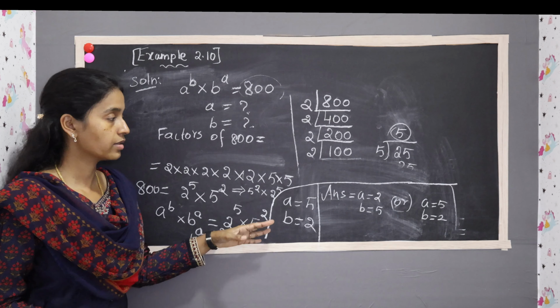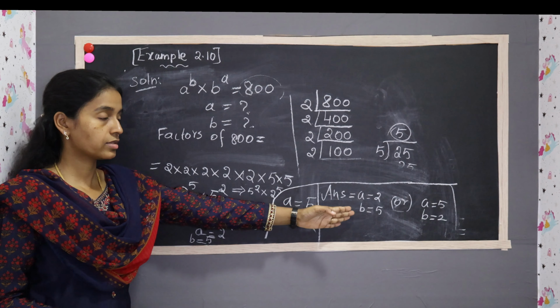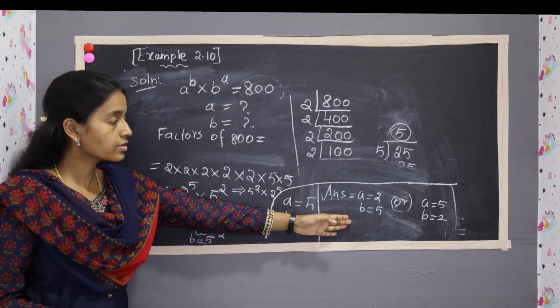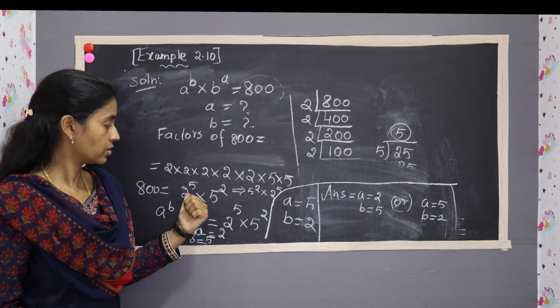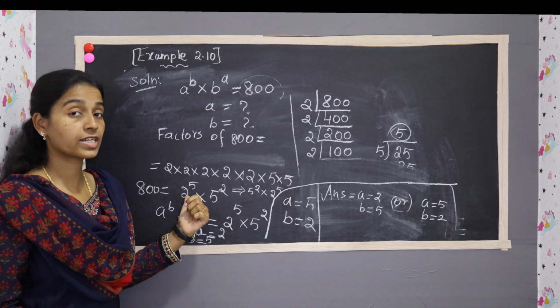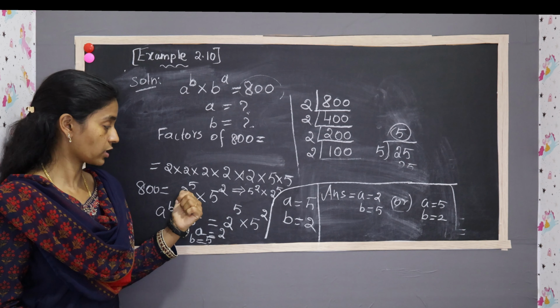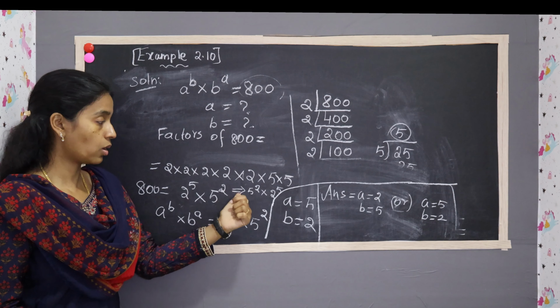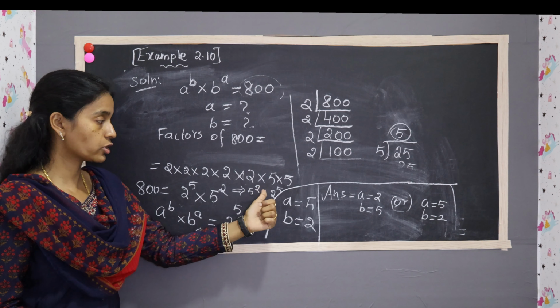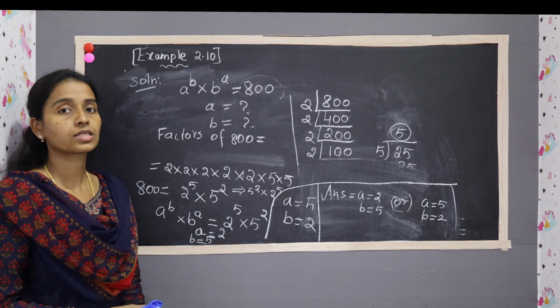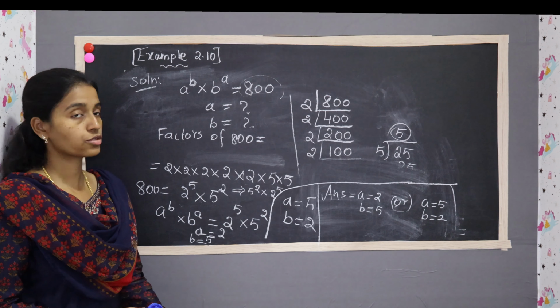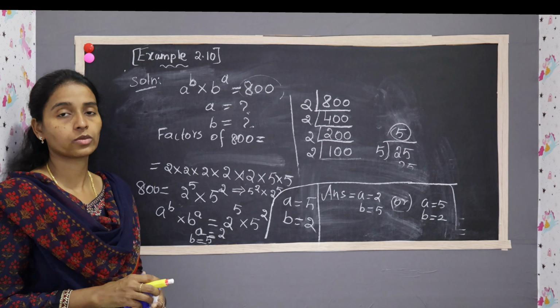We can write the answer in this way, because we can take it either way. We can write the answer as 2 power 5 into 5 power 2, or else 5 power 2 into 2 power 5. That's why we are getting two answers. Both are the same. Okay. This is all about the answer of example 2.10.